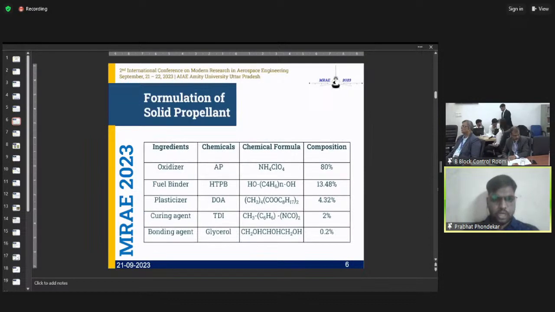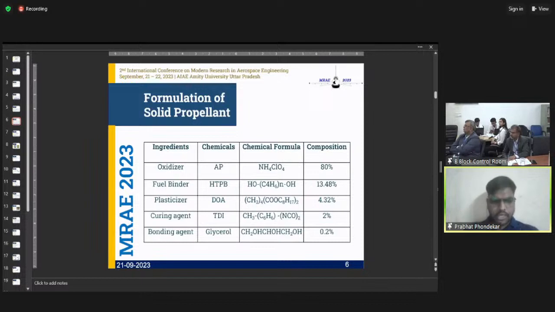For the formulation of the solid propellant, I have taken these ingredients. First, the oxidizer, ammonium perchlorate. I have taken the O/F ratio of 4, meaning 80 percent oxidizer and 20 percent fuel part. From the 20 percent, 13.48 is the fuel binder, HTPB. The binder is used to bind the oxidizer particles. Second, the plasticizer, which enhances the mechanical properties of the composite solid propellant. That is DOA, dioctyl adipate.